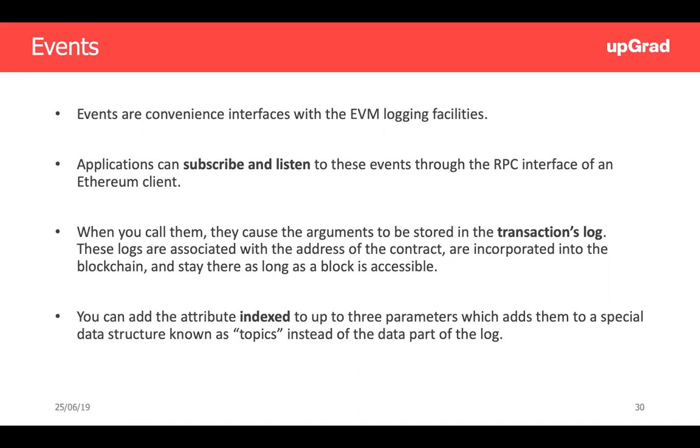We know that events are an element that you can trigger, that allows logs to be generated. These logs are stored inside of the blockchain, right? The clients can subscribe to these events, and they can listen to when certain things happen as part of transaction execution. The logs are associated with the address of the contract. Okay, they are stored in a special location inside of the blockchain, and they are always accessible as long as the block is accessible.